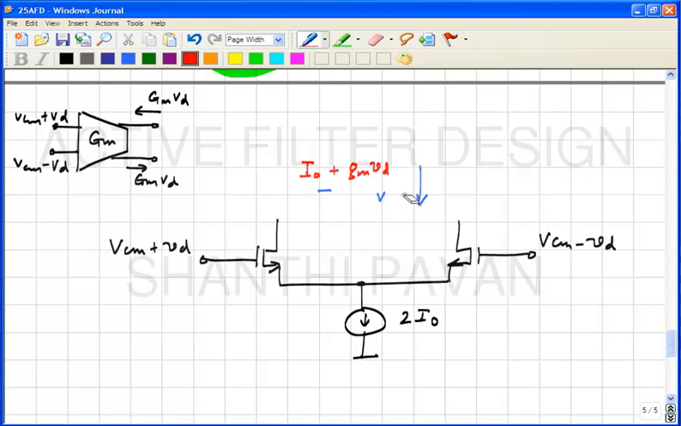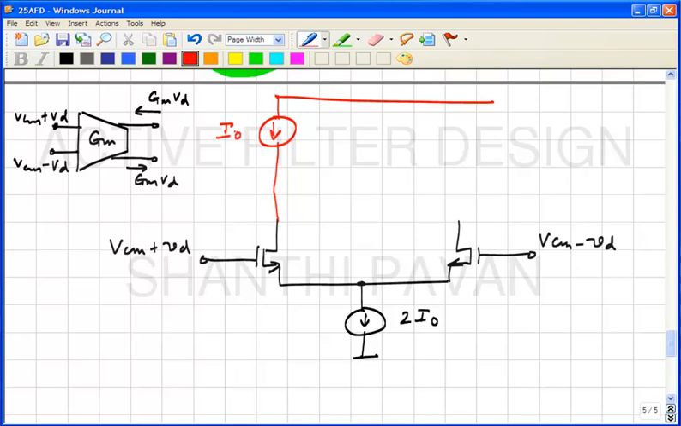So what I will do is to put a current I naught like this. This current is what? I naught plus GMVD, correct? So what is this current? Which way? Going in or going out? Animesh? Going in. Correct?